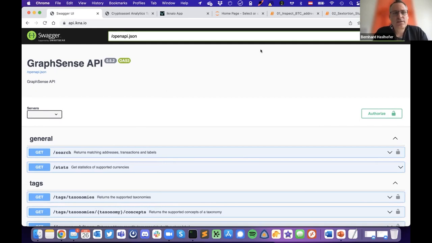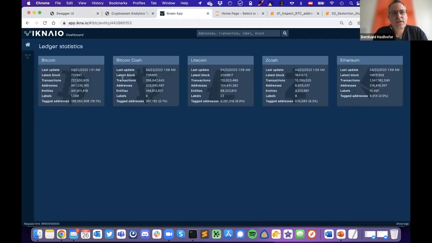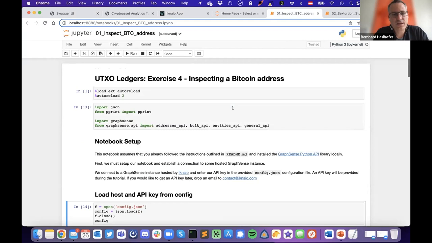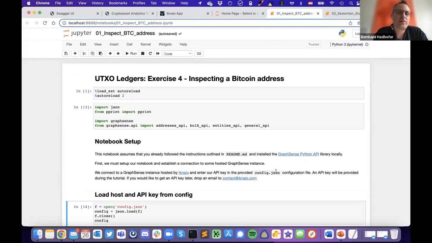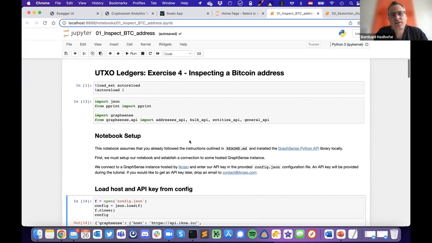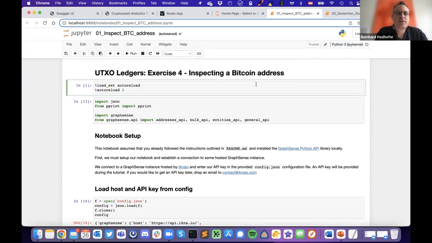But the idea is, instead of clicking through the dashboard, which is nice, but only scales to a limited extent, one can also use, for instance, a Jupyter notebook to gather data about Bitcoin addresses in this case. And I prepared two notebooks. The first one is very simple. It just does what we did on the dashboard. It inspects a single Bitcoin address.